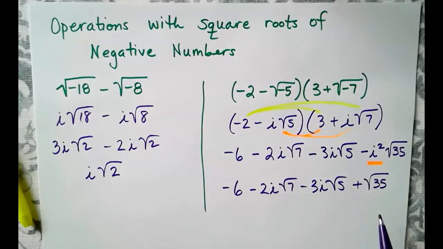And none of these terms are like terms. In order to add or subtract, both the variable has to be exactly the same and the radical has to be exactly the same. Not an or situation, but an and, a biconditional situation. So that is completely simplified. And those are the basics of the imaginary number.